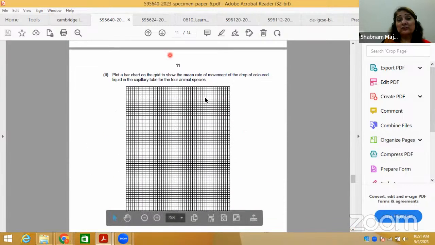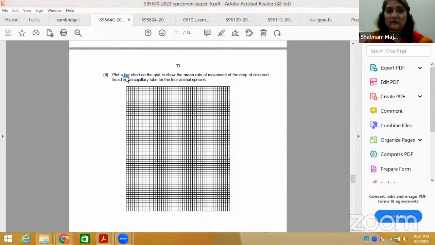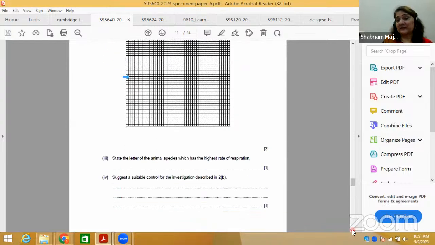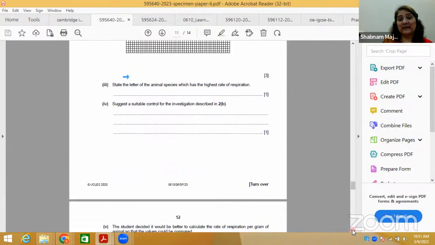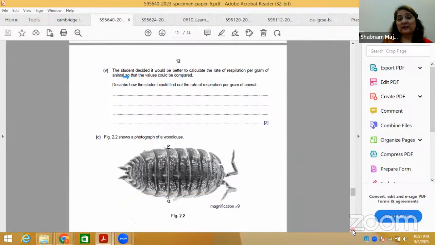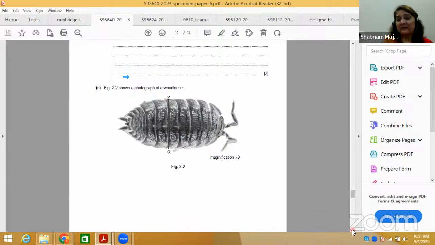Plot. Now look here, you have to underline bar chart. It has told you to draw a bar chart. Sometimes they don't tell you what type of graph is suitable. So draw a bar chart to show the mean rate of movement of the drop of coloured liquid in the capillary for the animal. So you have to see exactly how to draw the bar chart. You take the readings, the x-axis with full information, the y-axis, how to draw the bars, already explained. Which animal species has the highest rate of respiration, a suitable control for the investigation described in 2B, and calculate the ratio.